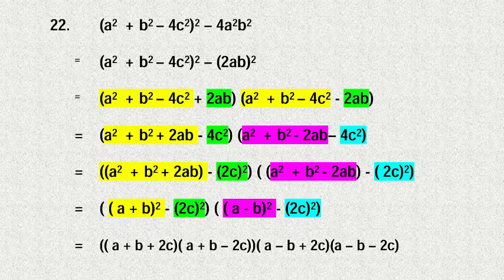Again, now we have the solution in the standard form, a² − b² and a² − b². Apply the identity for both the groups. Represent the answer as (a + b + 2c)(a + b − 2c), that is the result of the first group. In the second group, (a − b + 2c)(a − b − 2c).